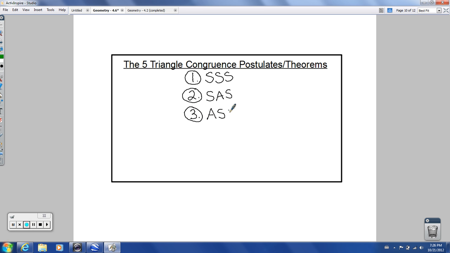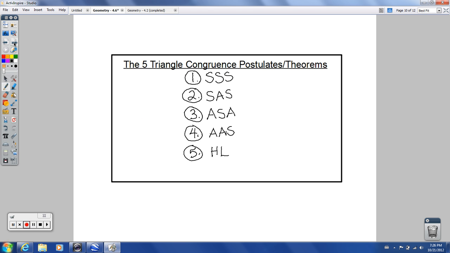Angle, side, angle. How about the next one? The next one was angle, angle, side, and then finally we just learned the 5th one. The 5th and final one is HL, hypotenuse leg. So this is big. You gotta know these 5 things for the quiz, for the test, for the benchmark. You gotta remember those 5 things.